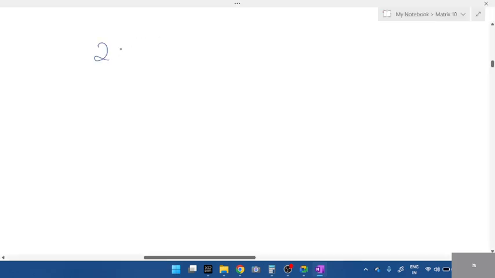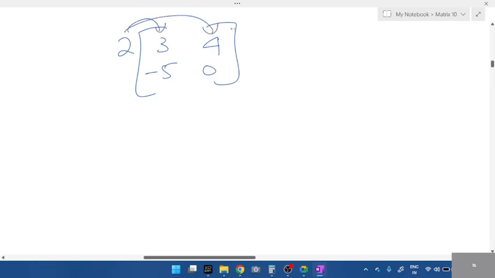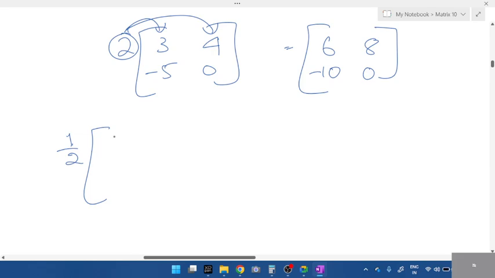First thing, if I write 2 into 3, 4, minus 5, 0. There is 2 outside. Just multiply 2 with all these values. What's the answer you get? 6, 8, and 0. Right? 6, 8, minus 10, and 0. Only 2 was given outside. You multiply. This is the first rule. Basic concept. Next. What if 1 by 2 is given? Half is given.